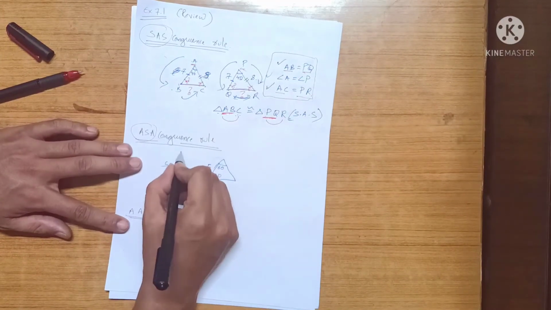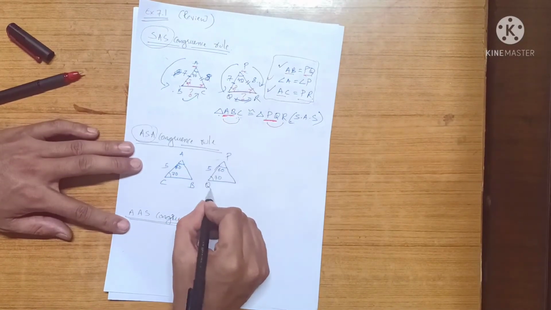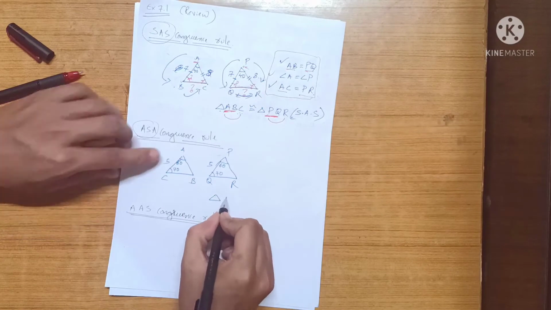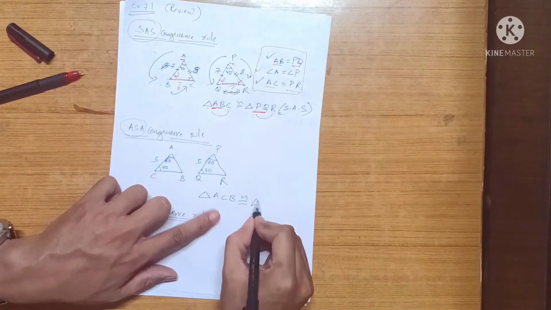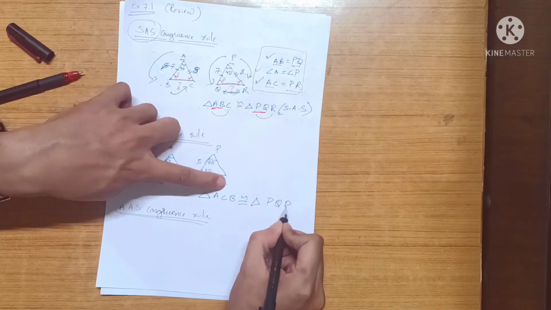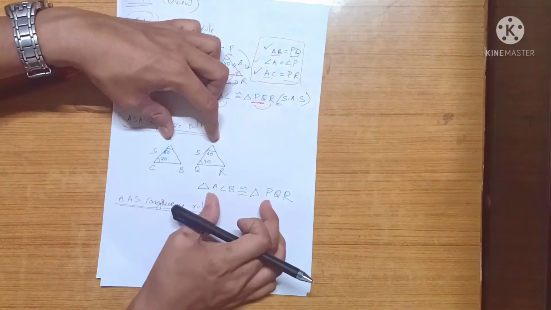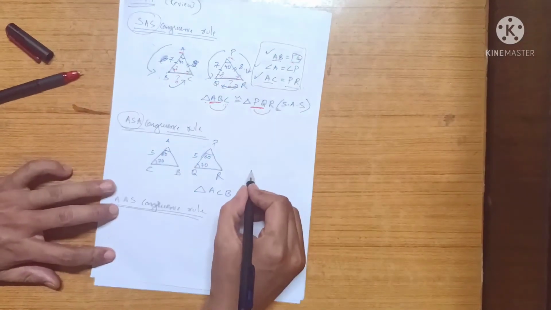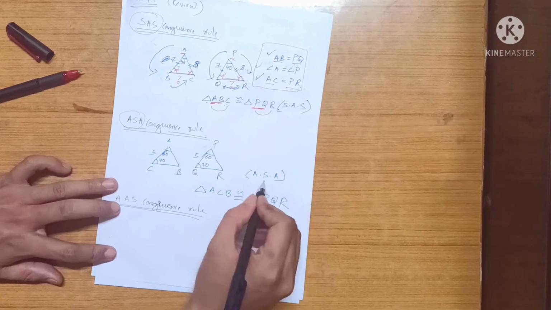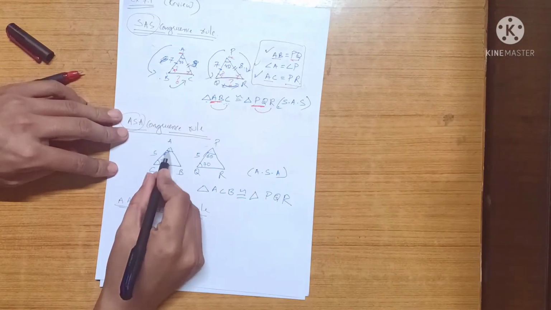So here you can write, just to make you understand what it is, I'll write like this: if triangle ACB is congruent to triangle PQR, angle A and P are the same, C and Q are the same. C is in the middle, Q is in the middle. This is called ASA. Why? Because the side is in between the equal angles.